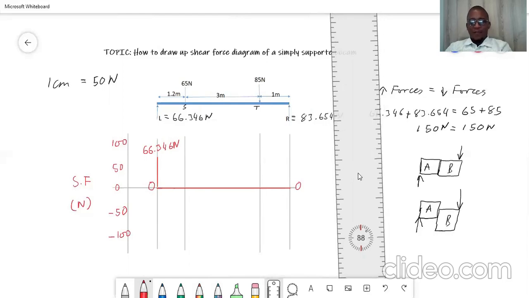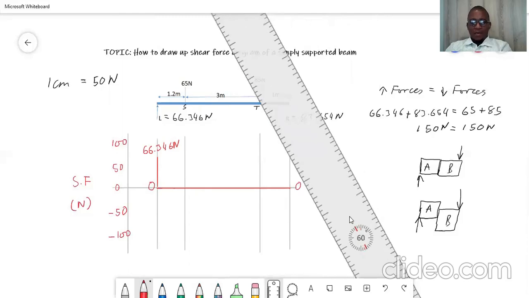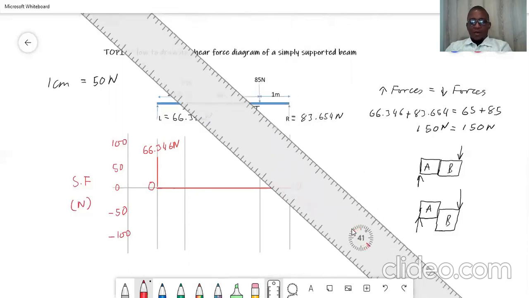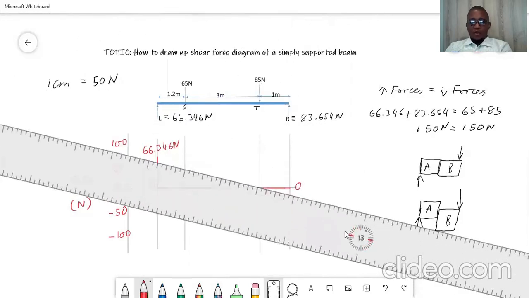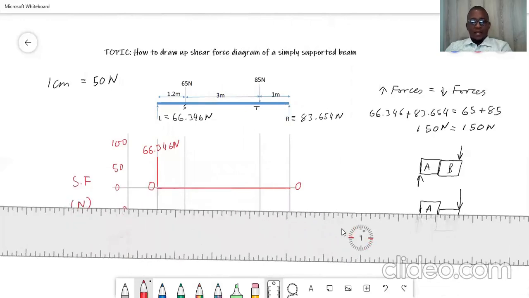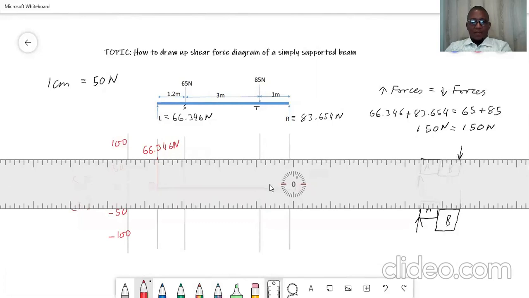Between L and S, there isn't any force that has an impact or exerts load on our beam. So we're just going to draw a straight line from this point to that point. When you get to S, there is a point load of 65.